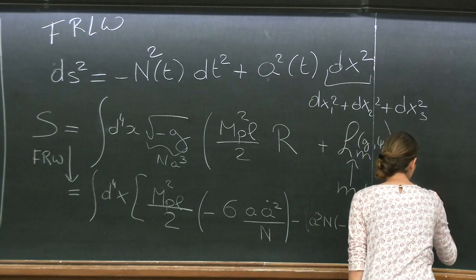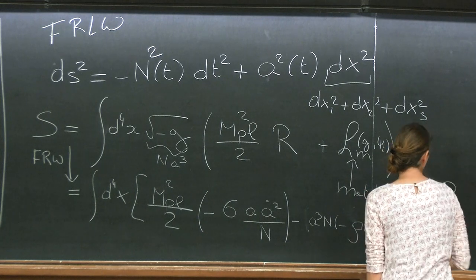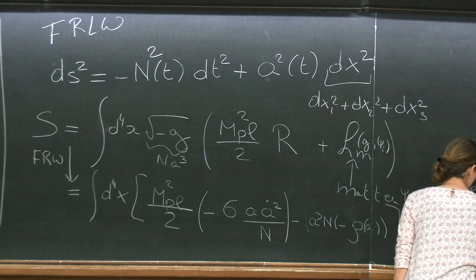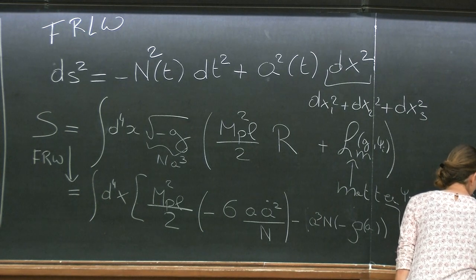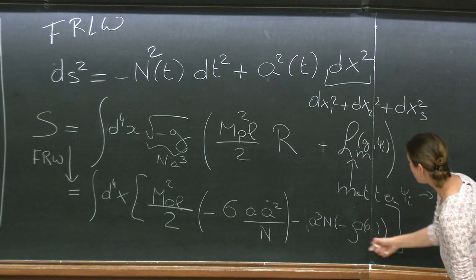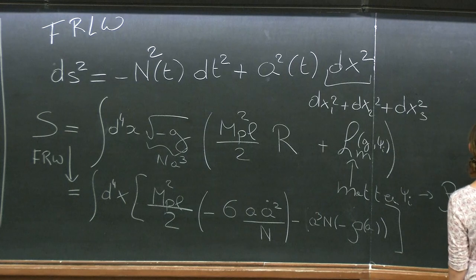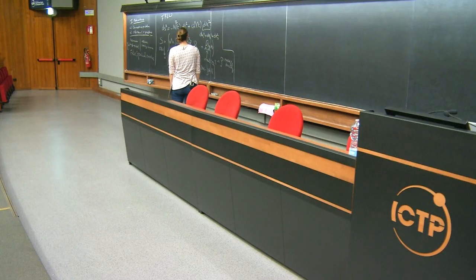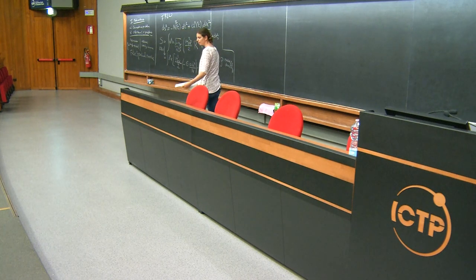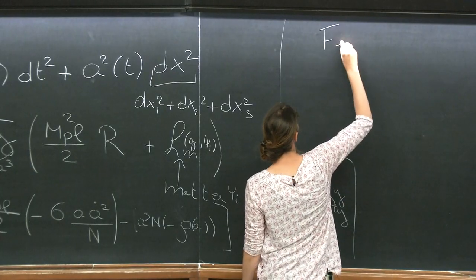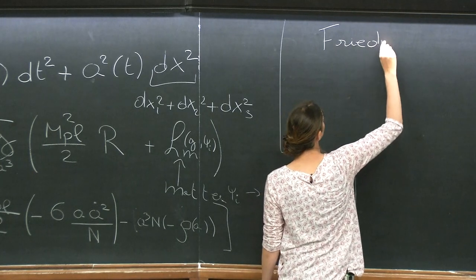So rho is the energy density of these fields. And at the moment, it really corresponds to the sum of all the matter fields, but we'll specialize on a particular case in a second. So the reason I write it like that is because now we can very easily, just off the top of our head, derive the Friedmann equation, which I'm sure you have all seen.